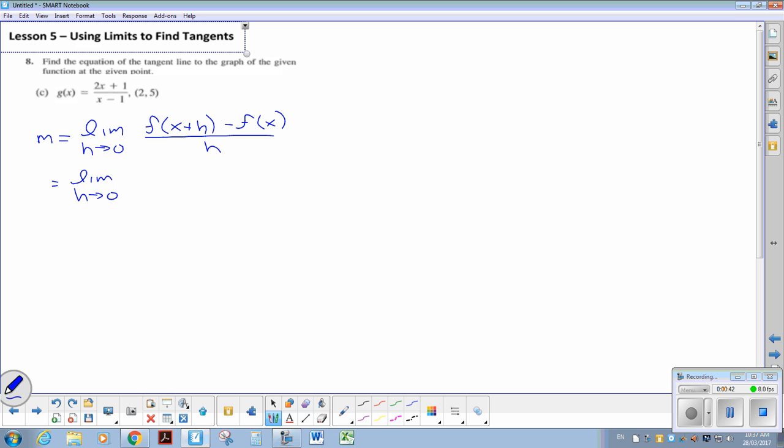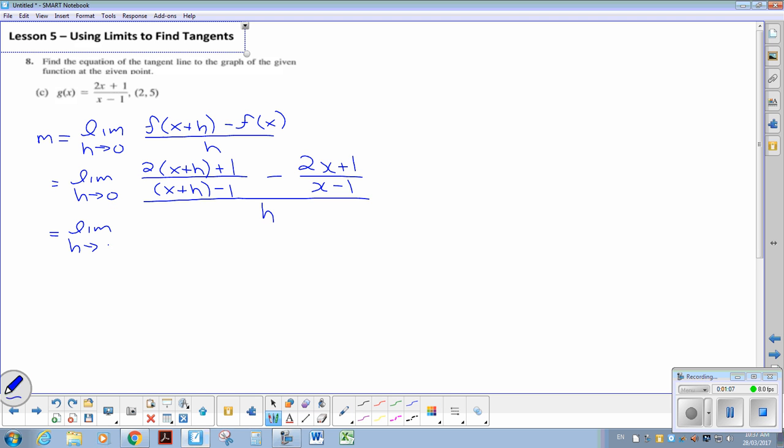The function, anywhere there's an x, I need to replace it with x plus h, so 2(x plus h) plus 1 over (x plus h) minus 1, minus the original function. So the reason I picked this one at request was because this is definitely one of the uglier ones, because we've got the two fractions. So our limit rules that we talked about in earlier lessons was if you have multiple fractions, you've got to combine them together.